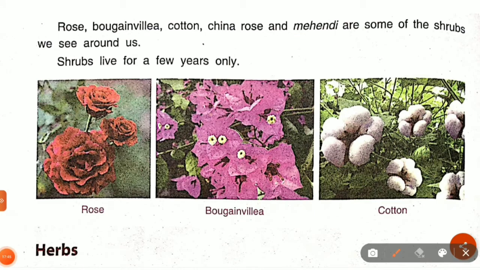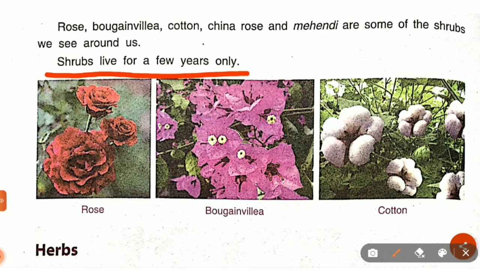Okay, right. Shrubs live for a few years only. See, shrubs are not like trees. Trees live for 100 years and above, right? But shrubs live only for a few years, maybe 3 years, 4 years, like that. Or 5 years, maximum 10 years shrubs live. There are shrubs which will live only for 2 or 3 years also.